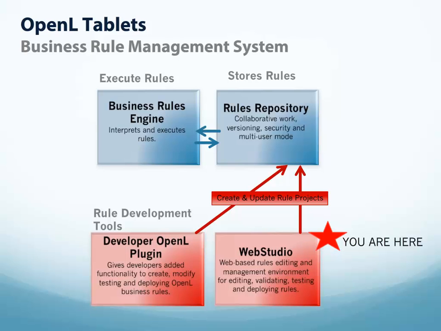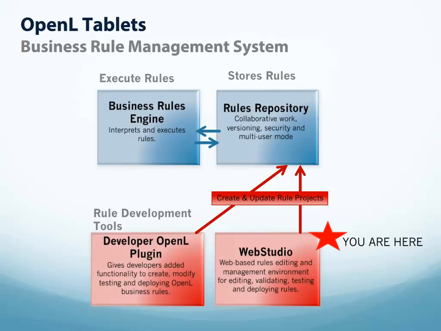OpenL Tablets consists of the components on this screen, which is a solution for a business rule management system. First, here we have the rules engine, which executes rules and is a runtime environment allowing applications to invoke decision logic managed by OpenL Tablets. As we use rating logic as our example, you might notice we call the rules engine the rating engine. Then we have a rules repository, which allows decision logic to be externalized from the core application code and also allows for collaborative working on rules, versioning of rules, and puts security around rules development.